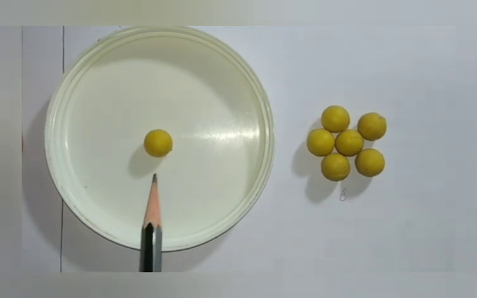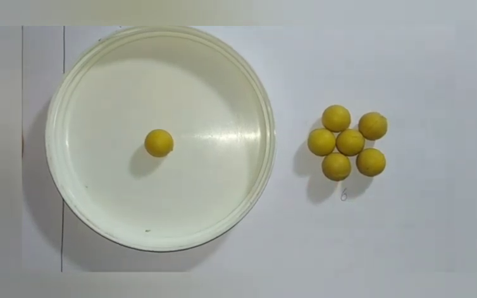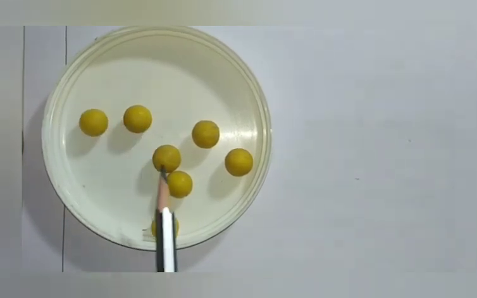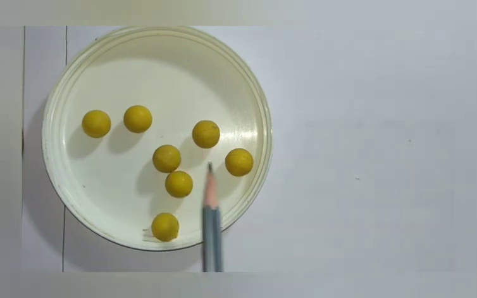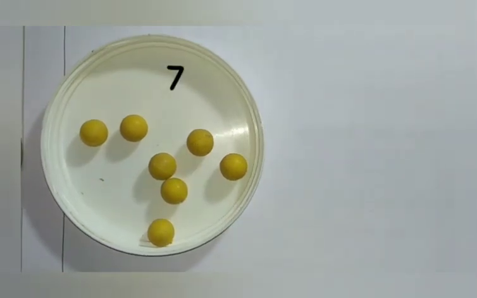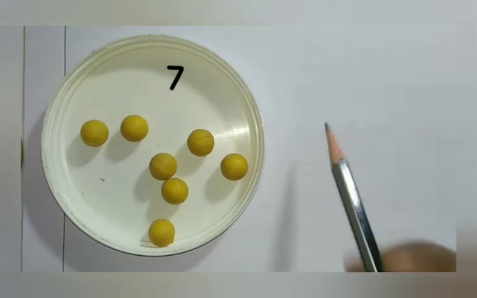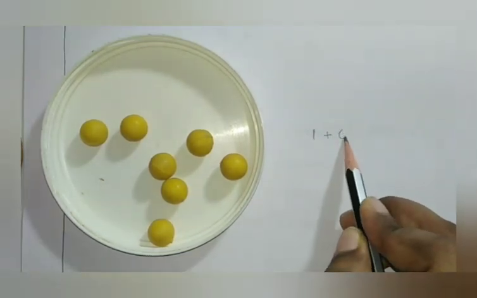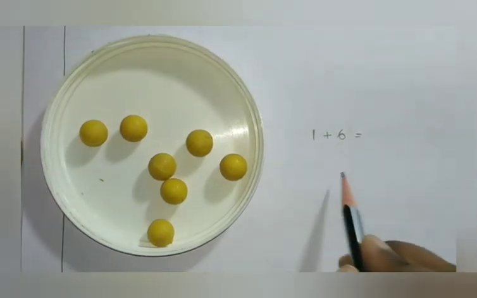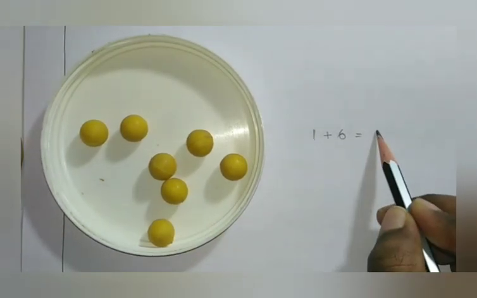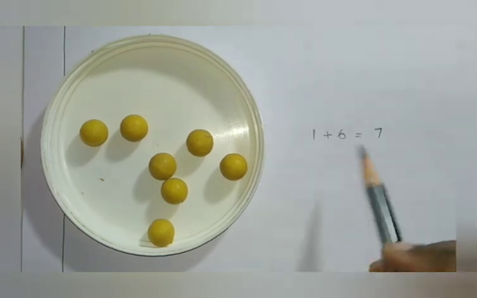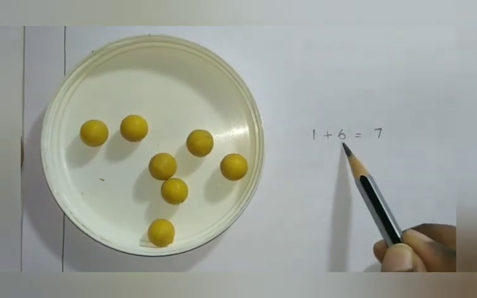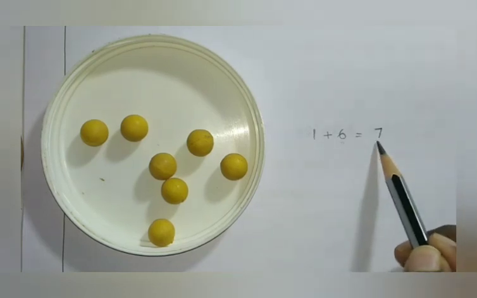So let us put these 6 yellow balls inside this bowl and check how many balls are there. That is 1 plus 6. Now check how many balls are there inside. 1, 2, 3, 4, 5, 6, 7. So children, what happened? Initially we had one yellow ball in this bowl and 6 yellow balls outside. So when I put those 6 yellow balls inside the bowl, I got the answer as 7. So when you add 1 to any number, you will get the successor of the number as the answer.